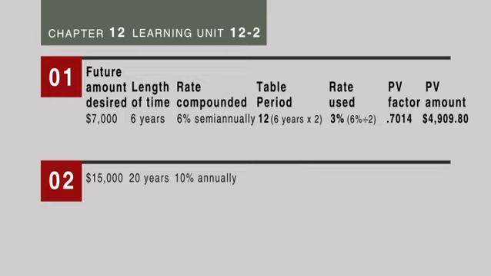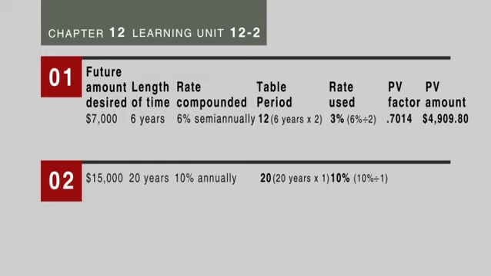Number 2, we have $15,000. The length of time is 20 years, 10% annually. We need to calculate the table period. Because we have 20 years and it's annual, only one time a year, we've got 20 periods. The rate used, we have 10%. Again, it's annually, so we're going to be looking up 10% for the rate.